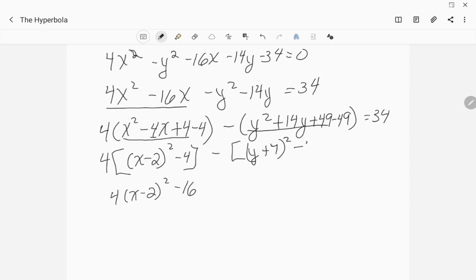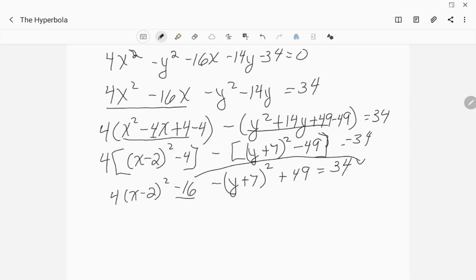And minus 49, is equal to 34. So if I multiply this negative with the y plus 7, I just have minus y plus 7 squared, but a negative 49 is plus 49 is equal to 34. I'm going to take the minus 16 and I'm going to move it over here.